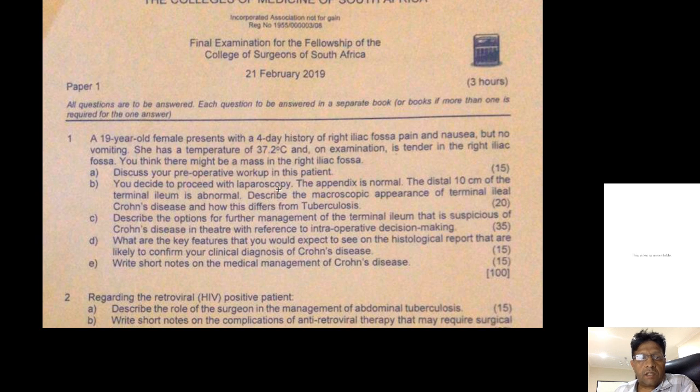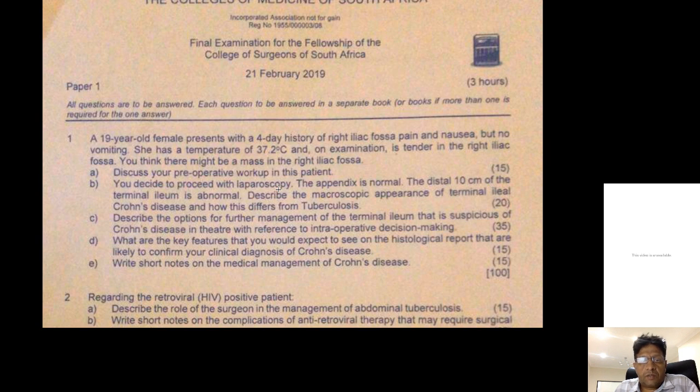First question: a 19-year-old female presents with a 4-day history of right iliac fossa pain and nausea, but no vomiting. She has a temperature of 37.2, and on examination is tender in the right iliac fossa. You think there might be a mass in the right iliac fossa. This is subdivided into 5 questions of different value, but totaling 100. A is discuss your pre-operative workup in this patient for 15 marks.